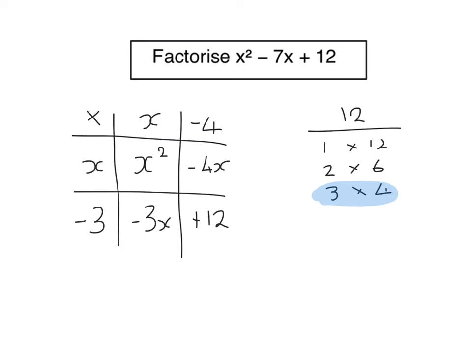And let's just check. Negative 3 times negative 4, is that positive 12? Yes it is, because a negative times a negative is a positive. So this works. Let's put it back into our brackets. X minus 3 times x minus 4. X minus 3 times x minus 4.